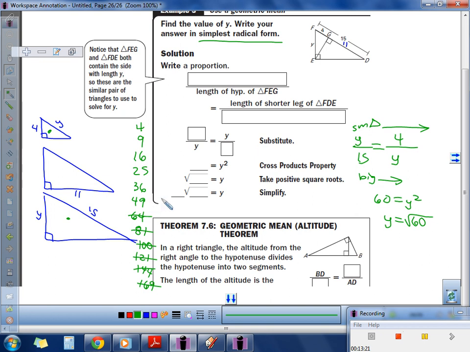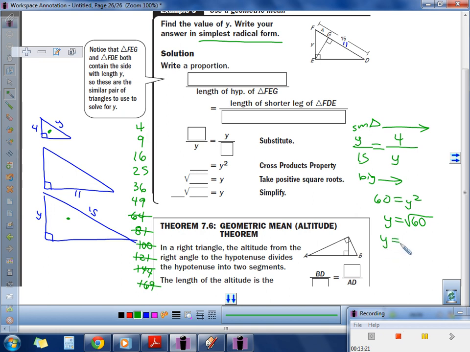So I got to figure out of these, what is the largest perfect square that divides evenly into 60? So 60 divided by 49, is that a nice whole number? No. Divided by 36? No. 25? What about 16? No. What about divided by 9? 60 divided by 9, is that nice and even? No, you should know that. 60 divided by 4. Yes, 60 divided by 4 does divide evenly. So here's how we write this out.